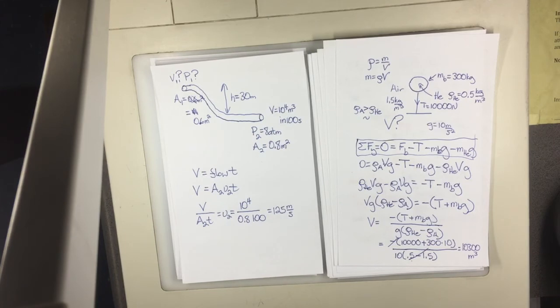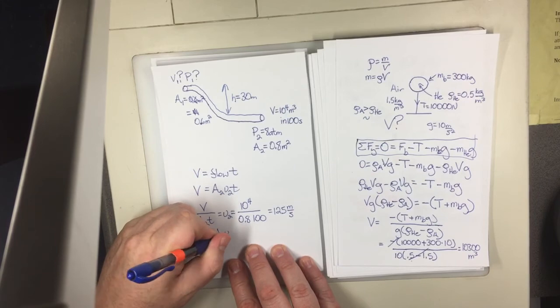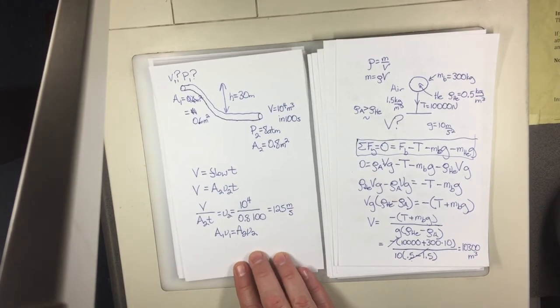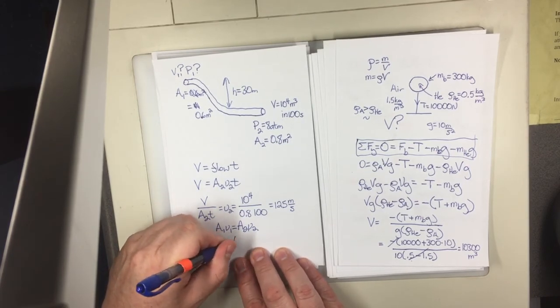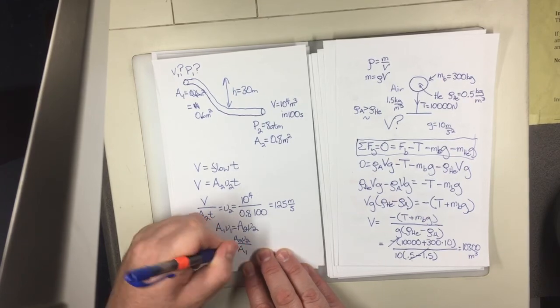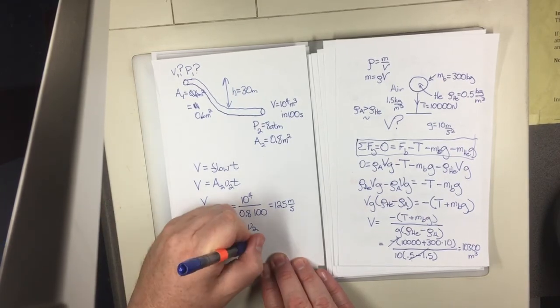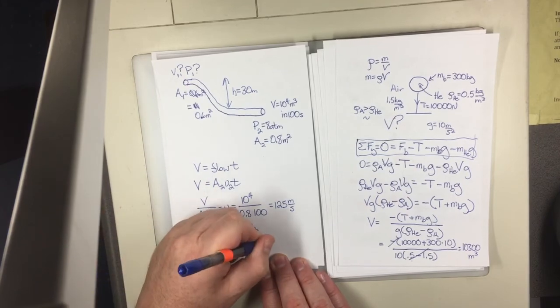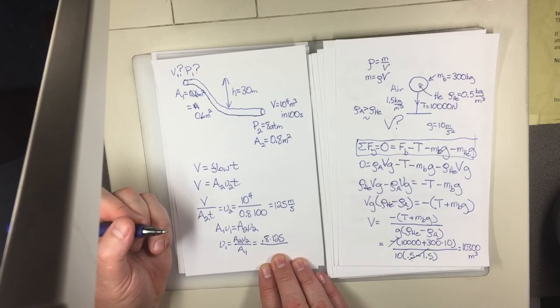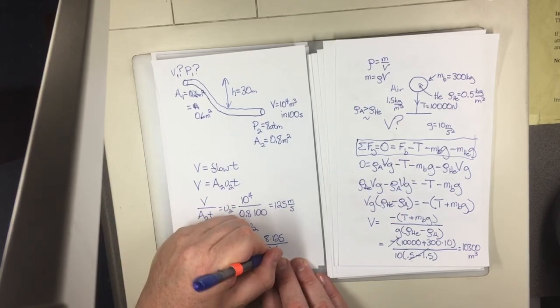So if the area at the top is 0.6, the area at the bottom is 0.8, we now use the equation of continuity to determine the velocity at the top. A1 V1 is equal to A2 V2. V1 is A2 V2 divided by A1. So A2 is 0.8. V2 is 125. A1 is 0.6.